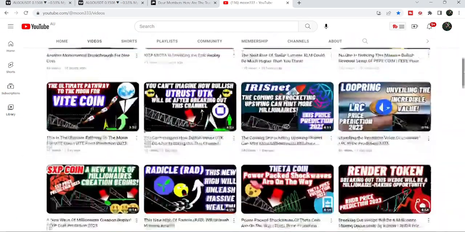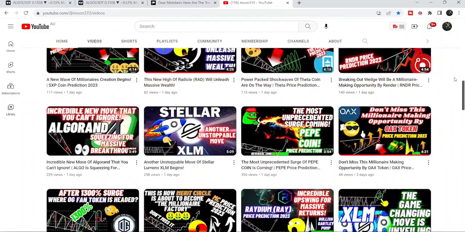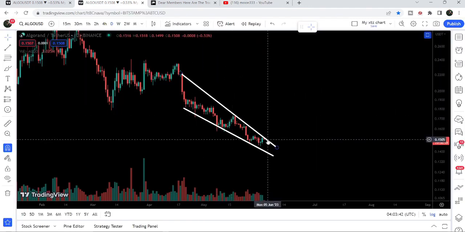As in my earlier video, I was showing you that the movement of Algorand was quite squeezed inside a falling wedge pattern on the daily time frame chart. And this was the video, by the way. And now if we take a look at the live chart, it is still moving at the resistance of this falling wedge pattern. In today's video, we will once again take a look at this move.